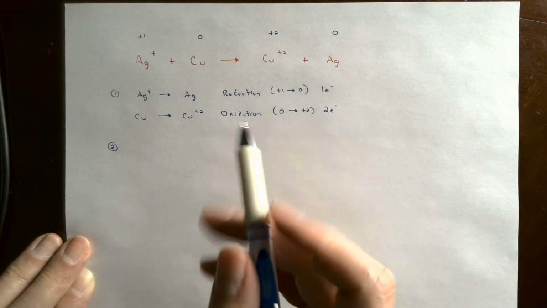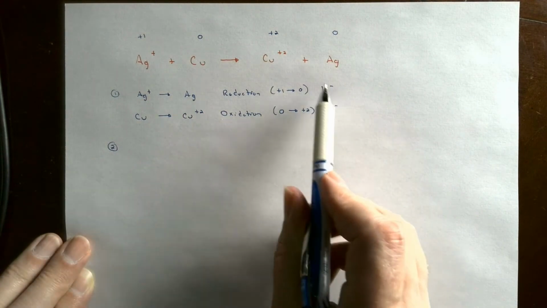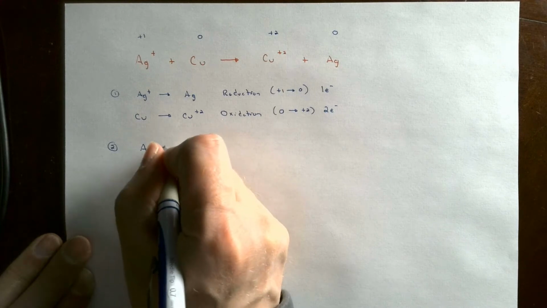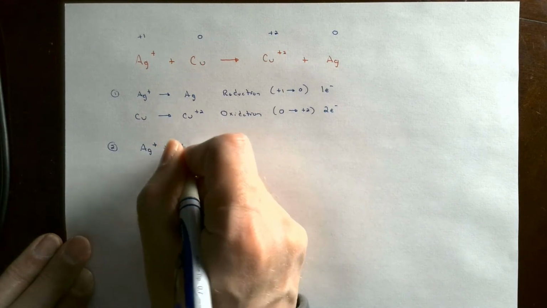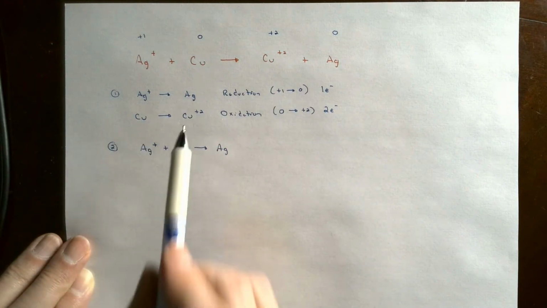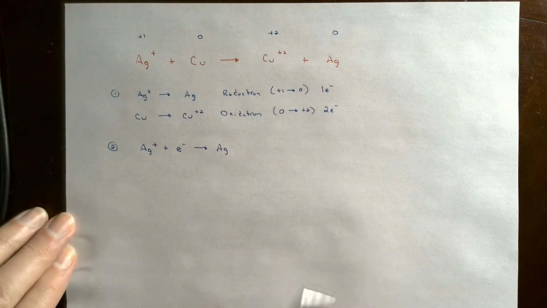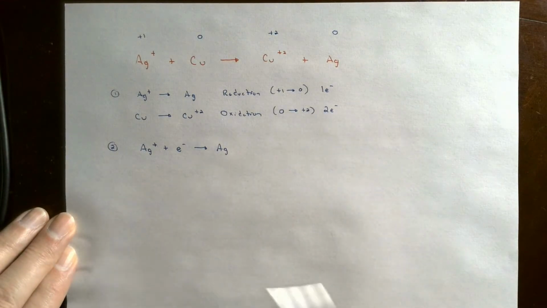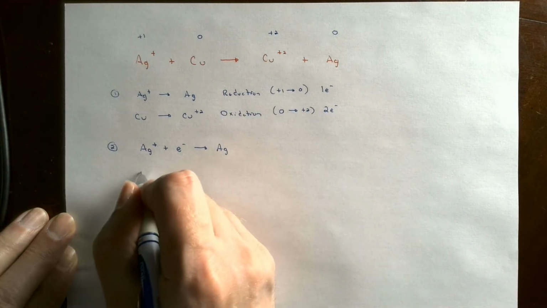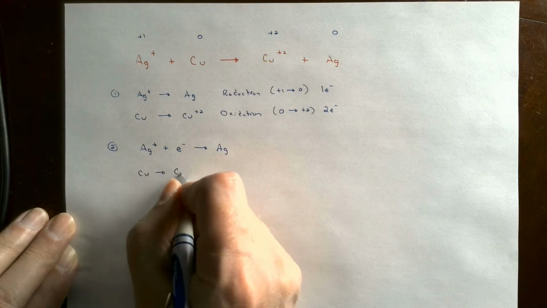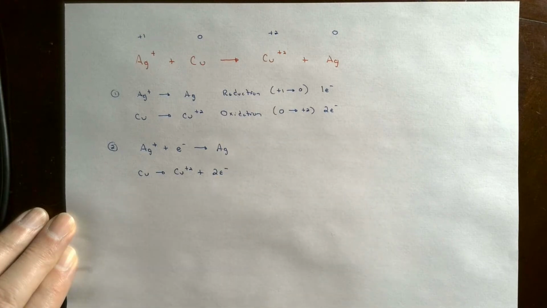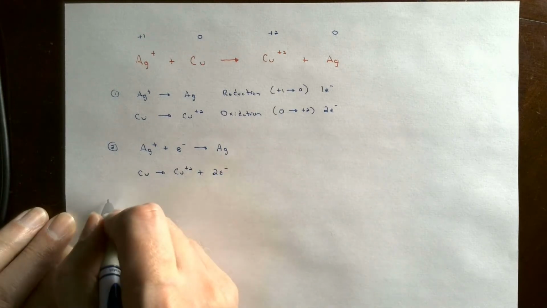So let's go ahead and add these electrons in. A reduction is a species that's gaining electrons. So the silver ion must be gaining an electron. The electron is a reactant. And then copper: the electrons are being given off because it's an oxidation, so the electrons are going to be a product. So copper to copper plus 2 electrons. Okay, great. We don't have to deal with hydrogen or oxygen.